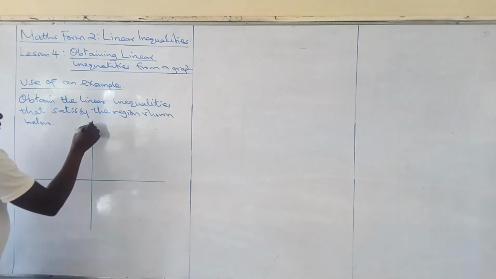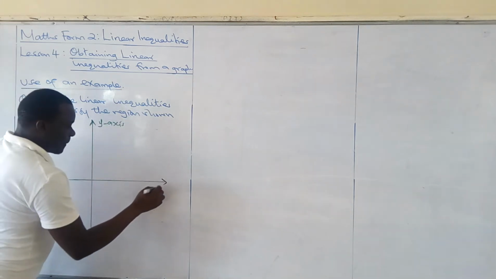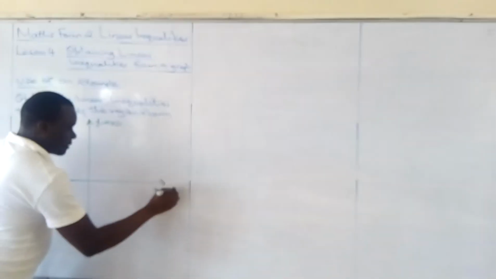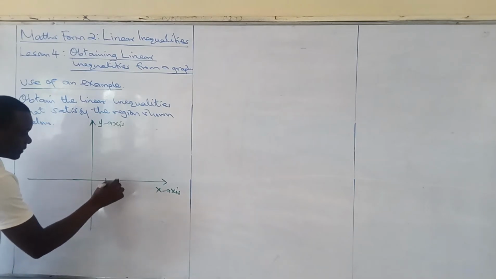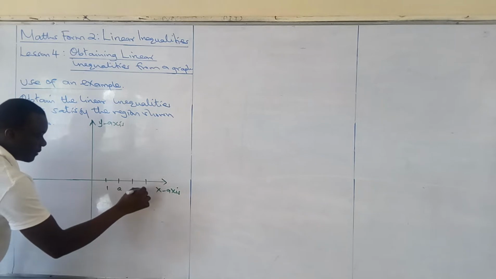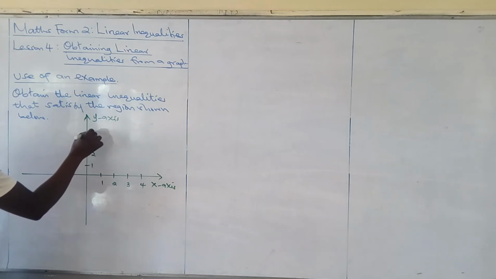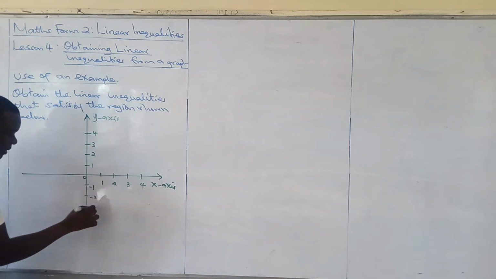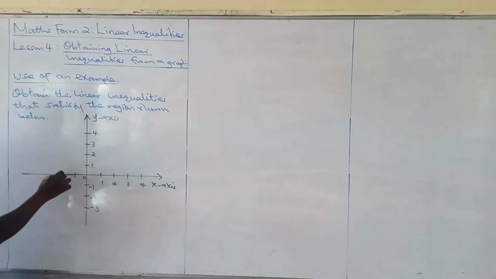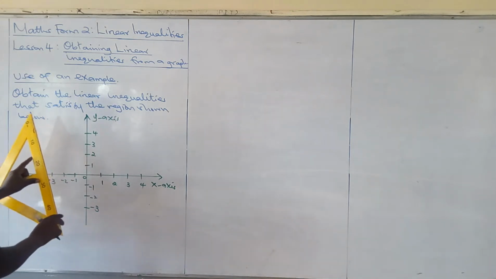So let this be our y-axis. Let this one be the x-axis. So we can let this one represent 1, 2, 3, 4. 1, 2, 3, 4. 0, minus 1, minus 2, minus 3. Minus 3, minus 2, minus 1. Then we can now create the region.